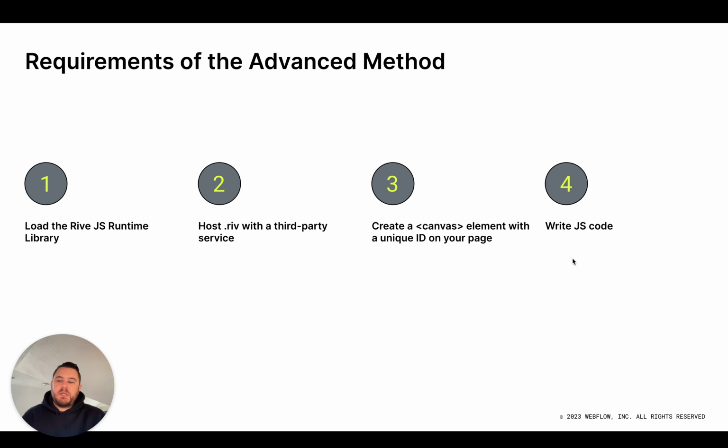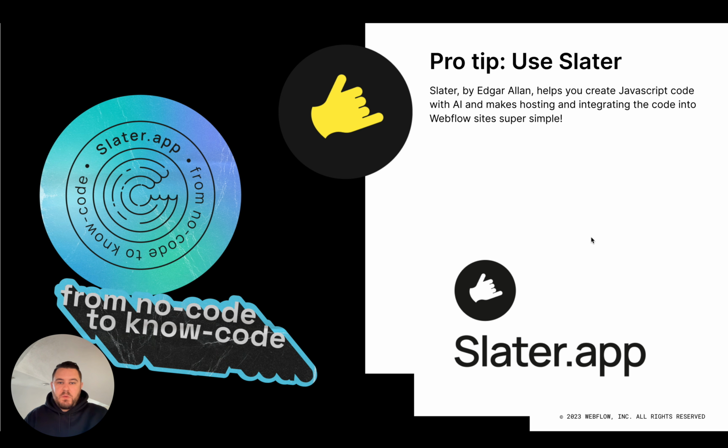What you need in order to use the advanced method is you're going to load the Rive runtime library onto your site. You need to host your .riv file with a third-party service because you currently can't upload those files to Webflow. You're going to create a canvas element on your page and give it an ID so that your code can reference it. And then we're going to write the JavaScript code to make it work. We'll look at all that.